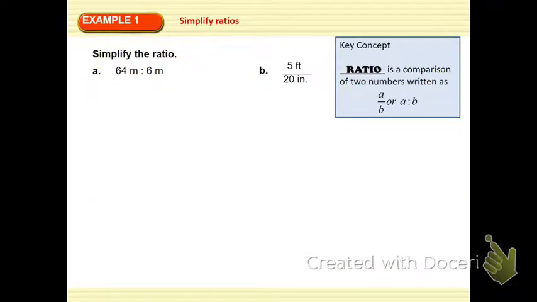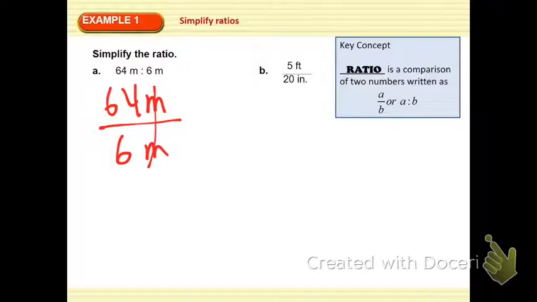Simplify the ratio. Okay, to simplify this ratio, you're going to put the first number on top, 64 meters on top, 6 meters on the bottom. The units cancel, the meters go away, and then we have to reduce this fraction. So what goes into both 6 and 64? 2. Right, we can make this equal to 32 over 3. So I would simplify that to 32 over 3.